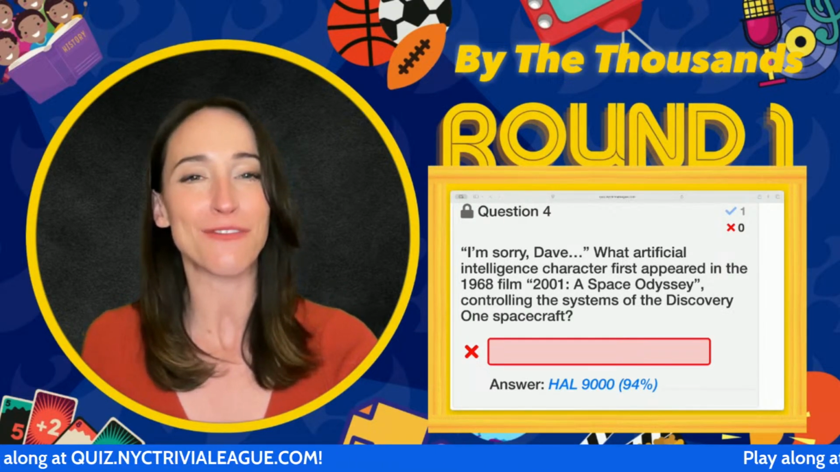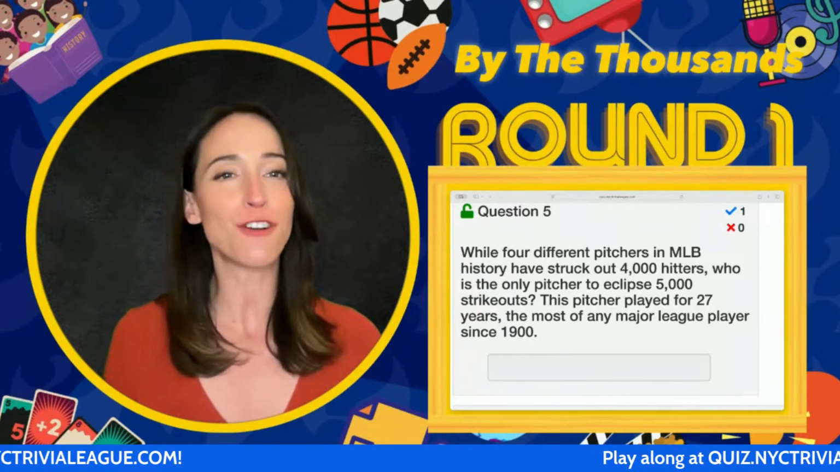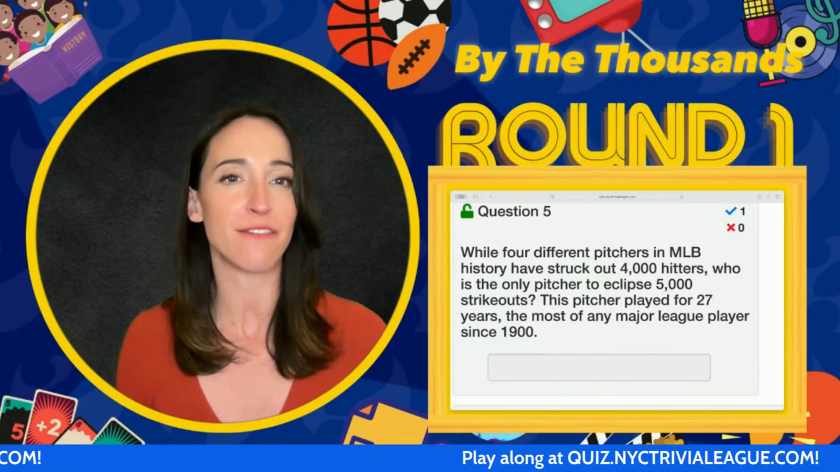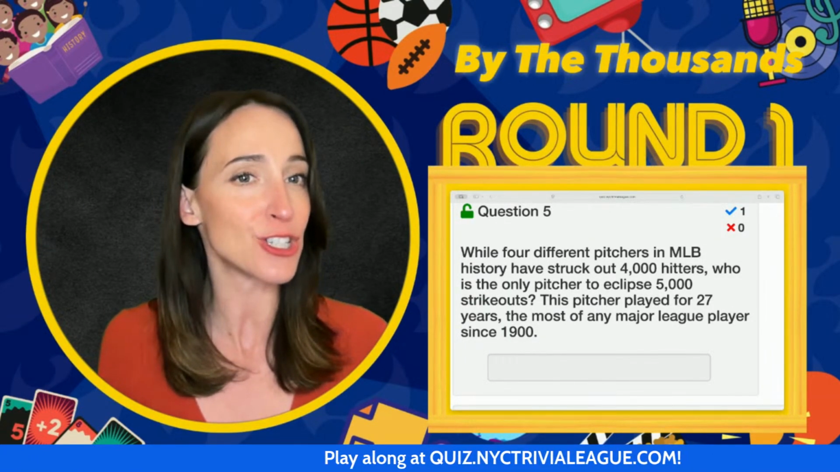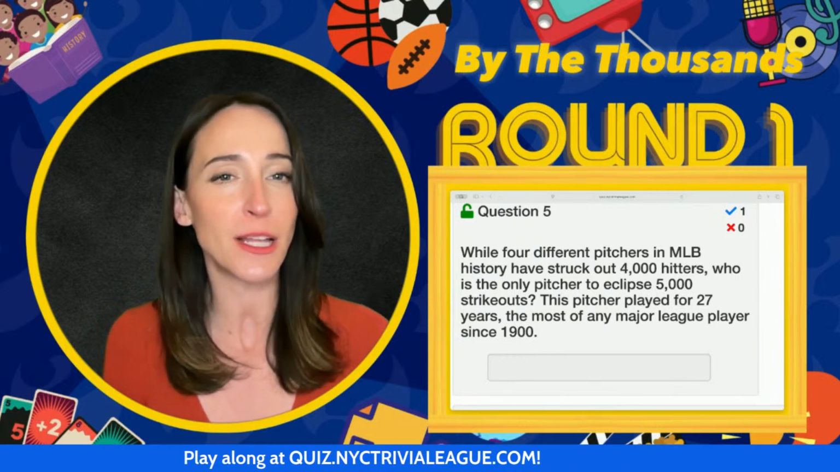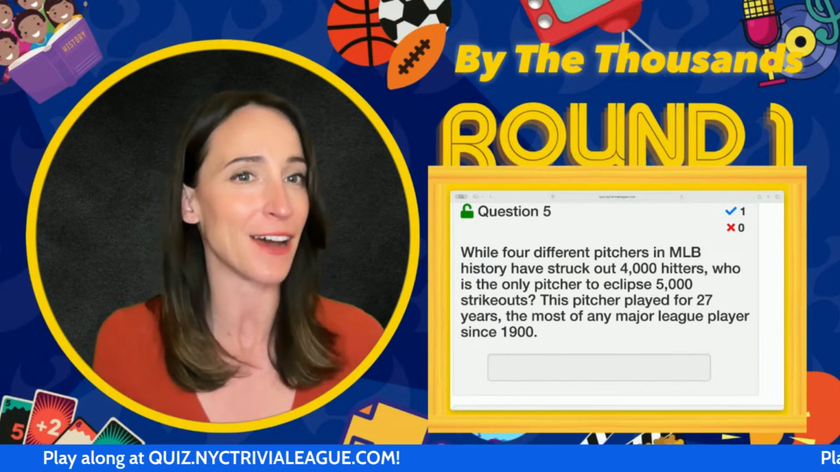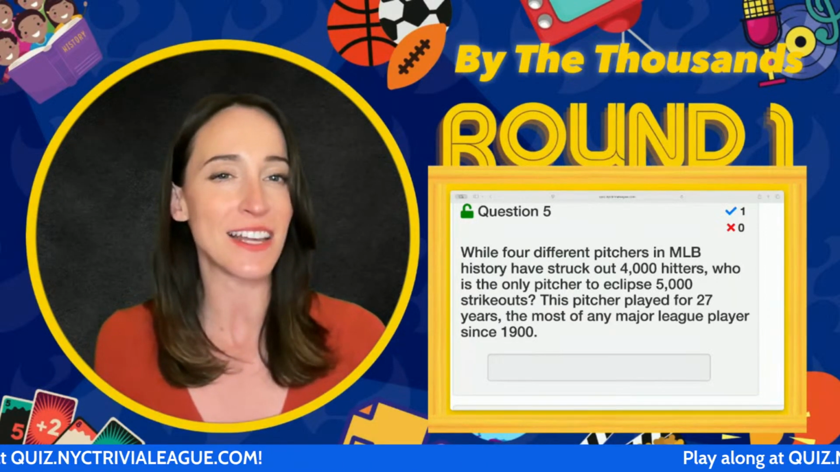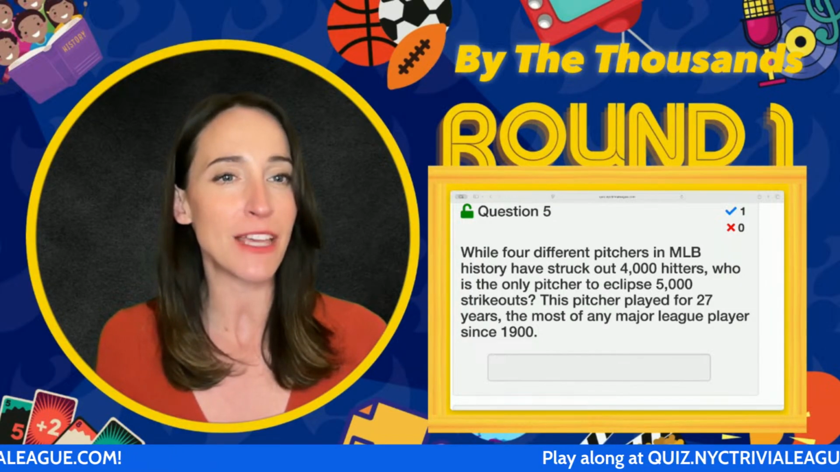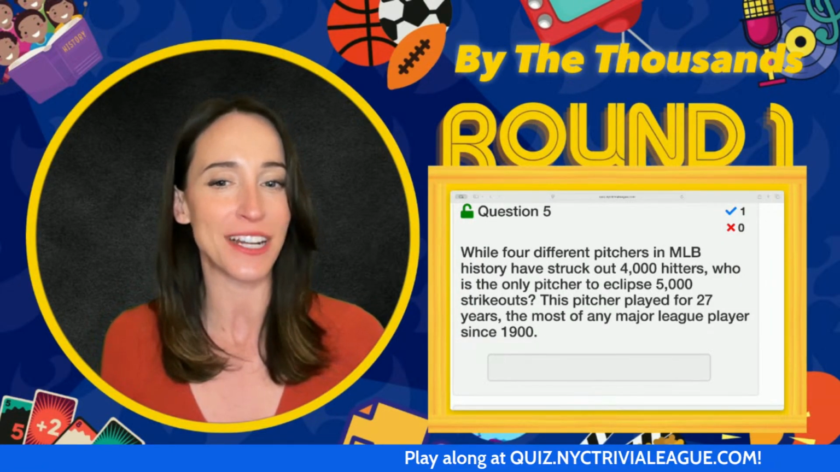Question number 5. While 4 different pitchers in MLB history have struck out 4,000 hitters, who is the only pitcher to eclipse 5,000 strikeouts? This pitcher played for 27 years, the most of any major league player since 1900.